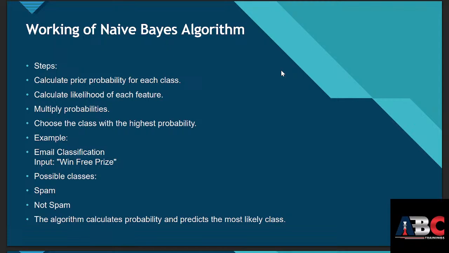It is simple to implement, works well on large datasets, and is very fast for classification, performing especially well for text classification. This is why Naive Bayes is widely used in applications such as email spam filtering.